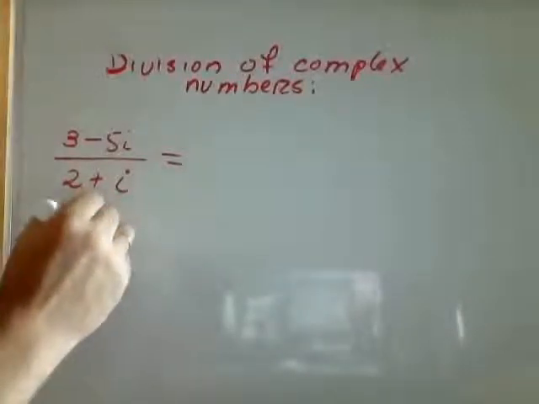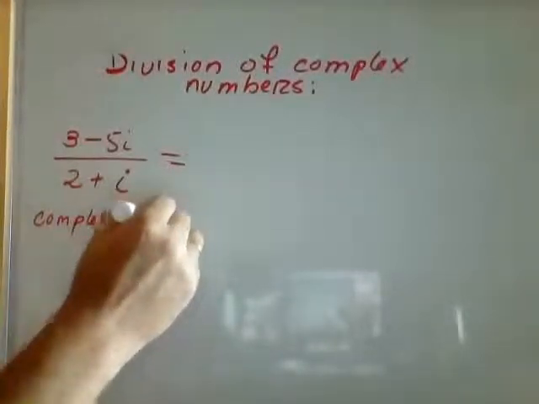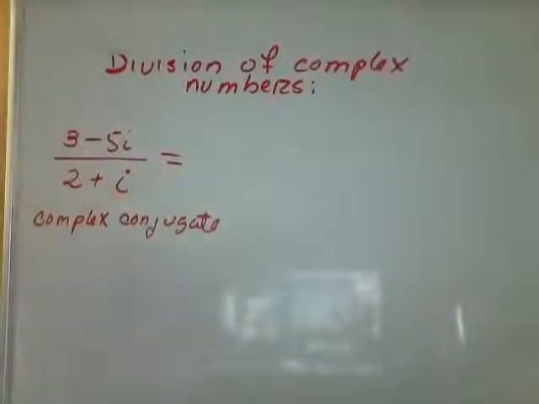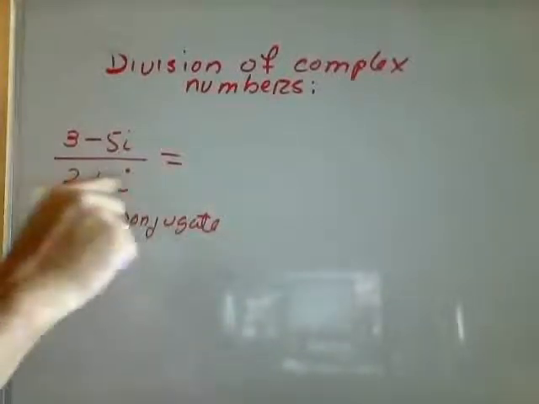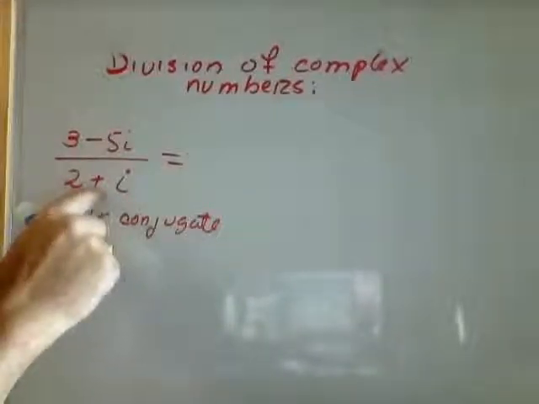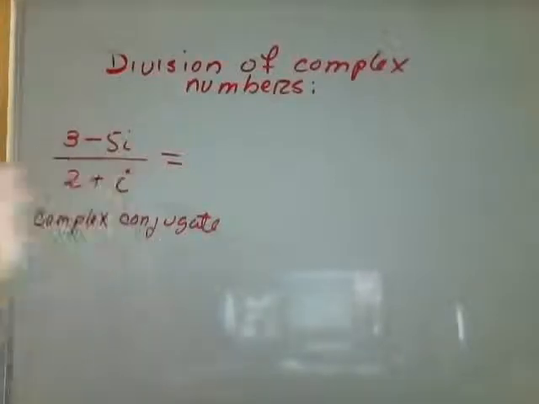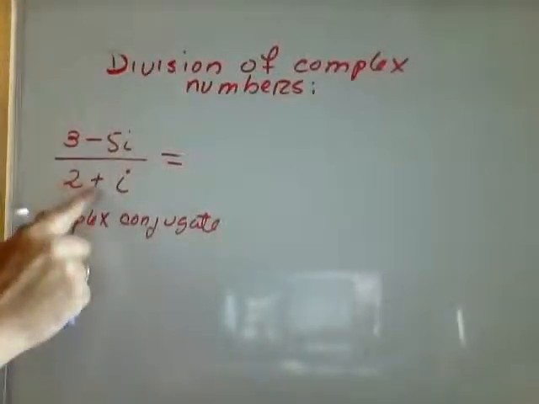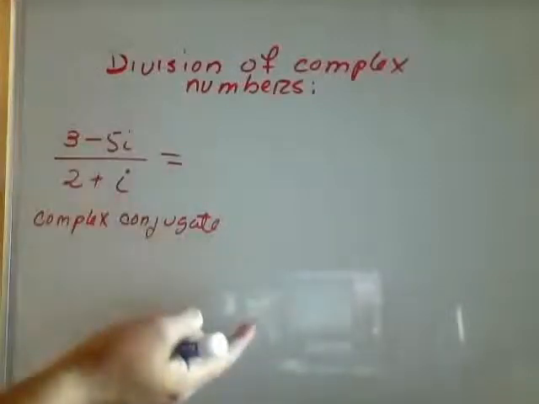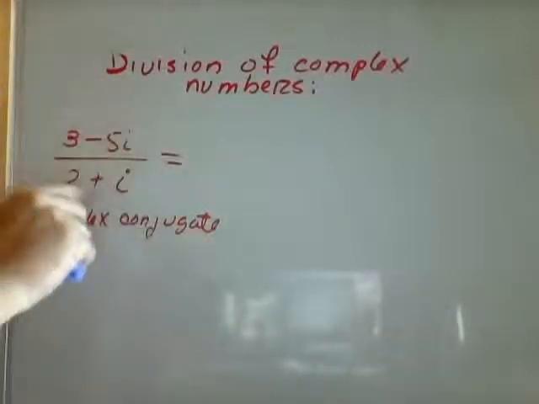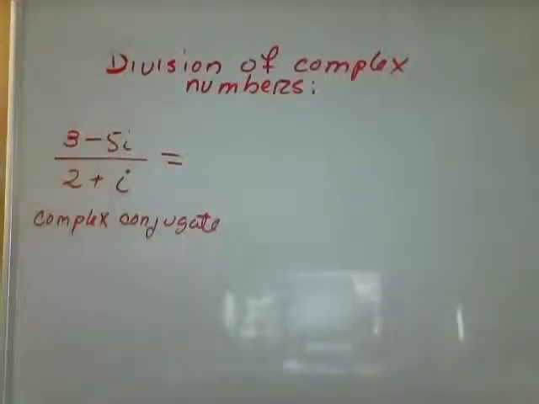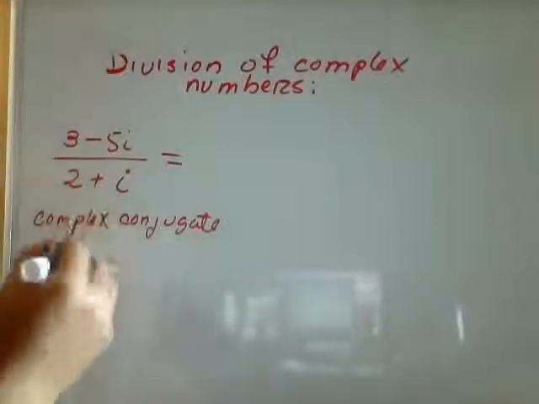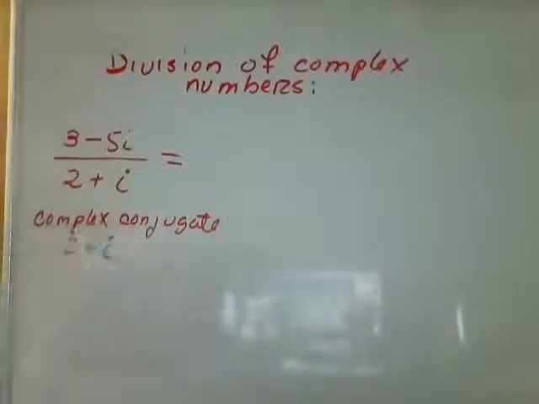of the denominator. The complex conjugate is going to be the same complex number, but we are going to change the sign of the bi term. That means if this sign is positive, it's going to turn into negative, and if the sign is negative, then it becomes positive. The complex conjugate of 2 plus i is going to be 2 minus i.